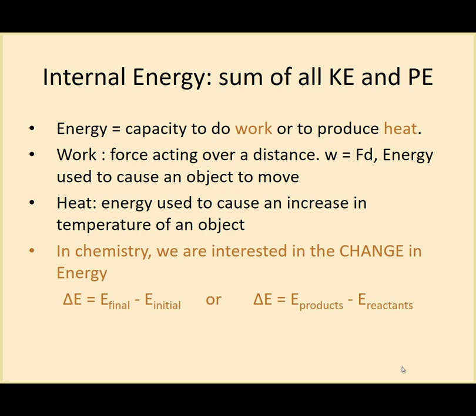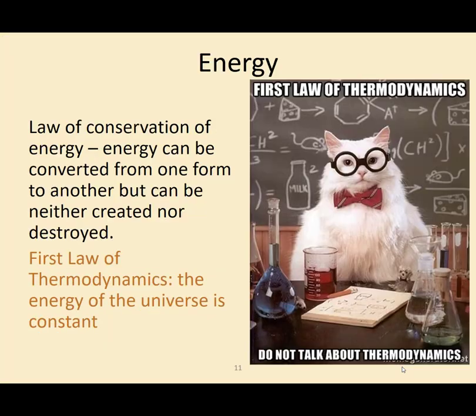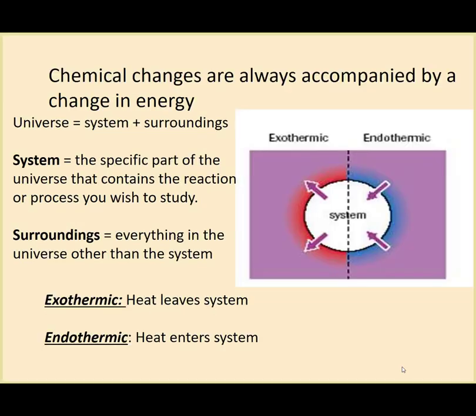In chemistry, we are mostly interested in the change in energy, so we will see these little deltas. Whenever you see that delta, it's a change in the enthalpy or a change in the heat, and it's always final minus initial, or products minus reactants. The law of conservation of energy says that energy can be converted from one form to another, but can be neither created nor destroyed. The first law of thermodynamics says that the energy of the universe is constant. Chemical changes are always accompanied by a change in energy.